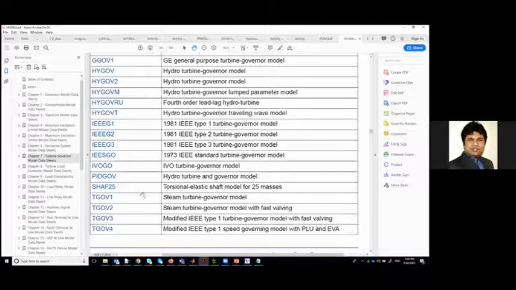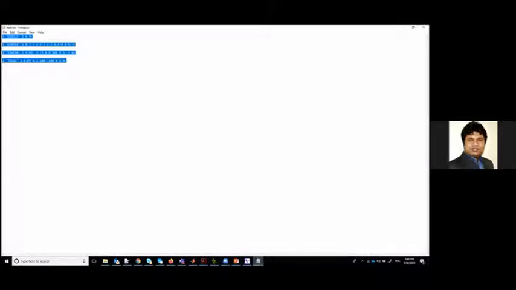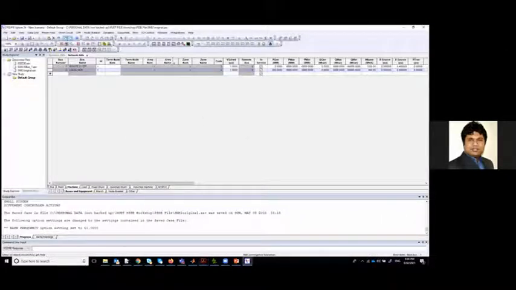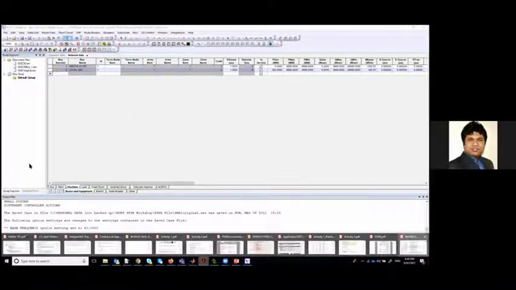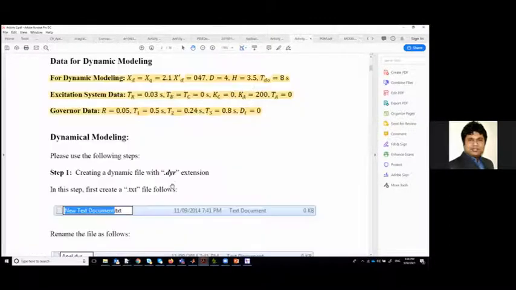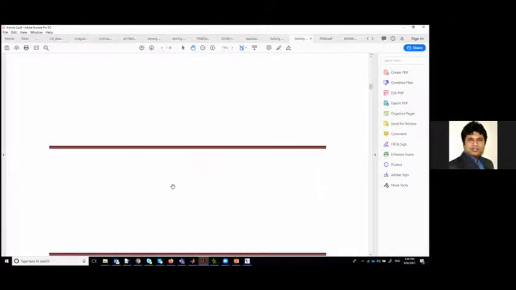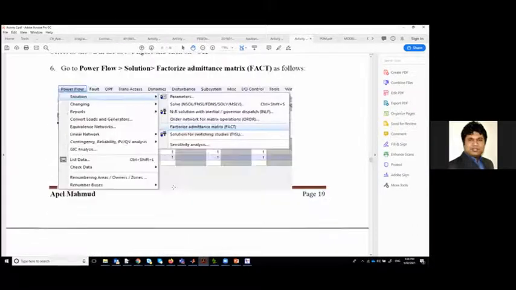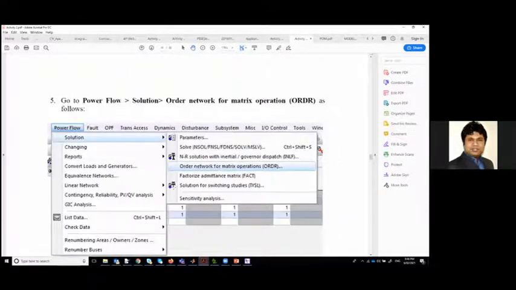So this is what we do. Once we have done the static modeling and prepared the dynamic modeling, how are we going to do the dynamic simulation? In the next 15 minutes, I'll show you how we do dynamic simulation. All these steps are provided here, captured and drawn out, and I have also provided how to do the simulation.